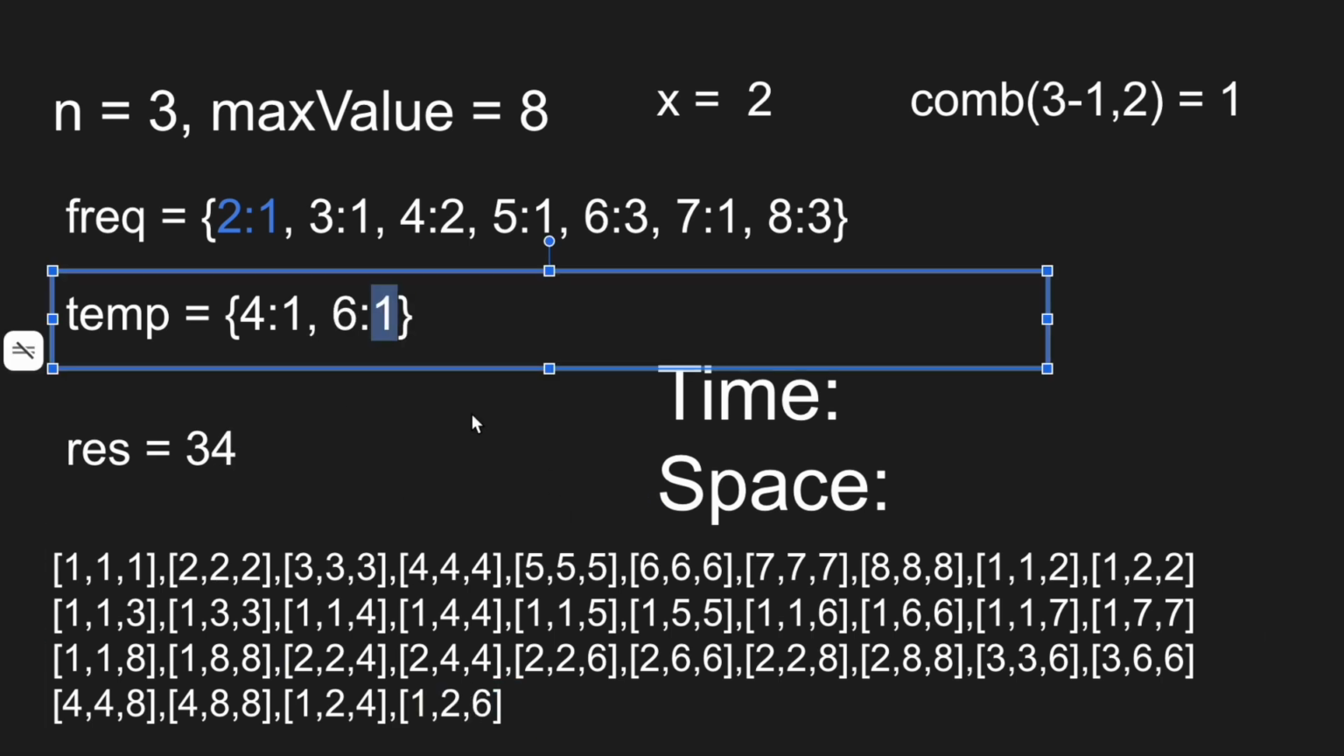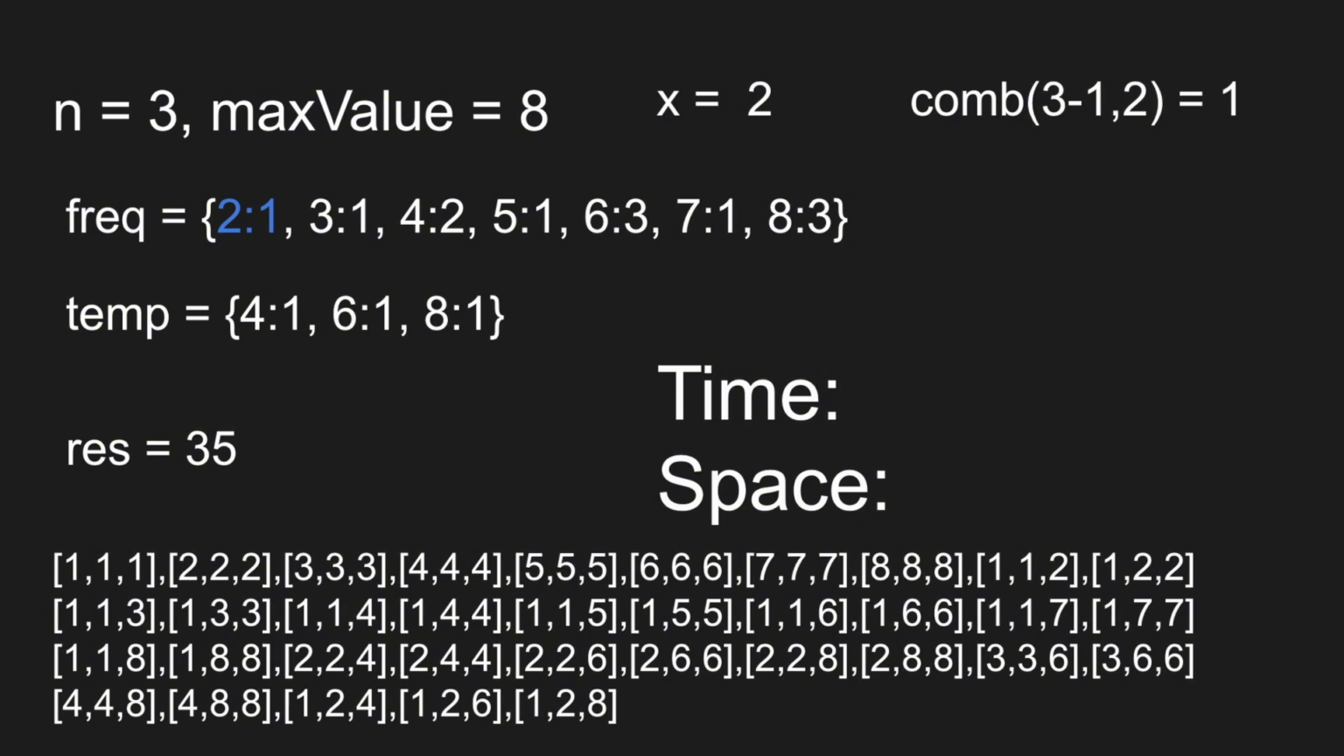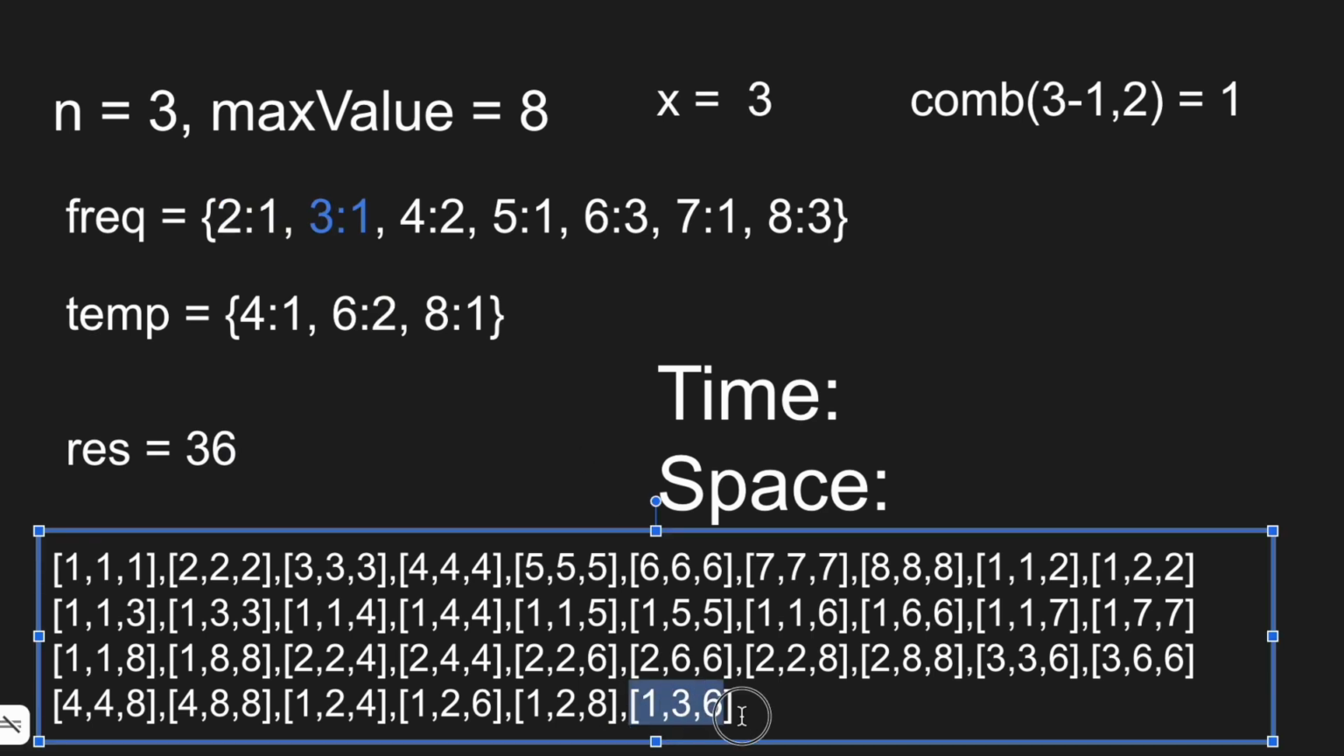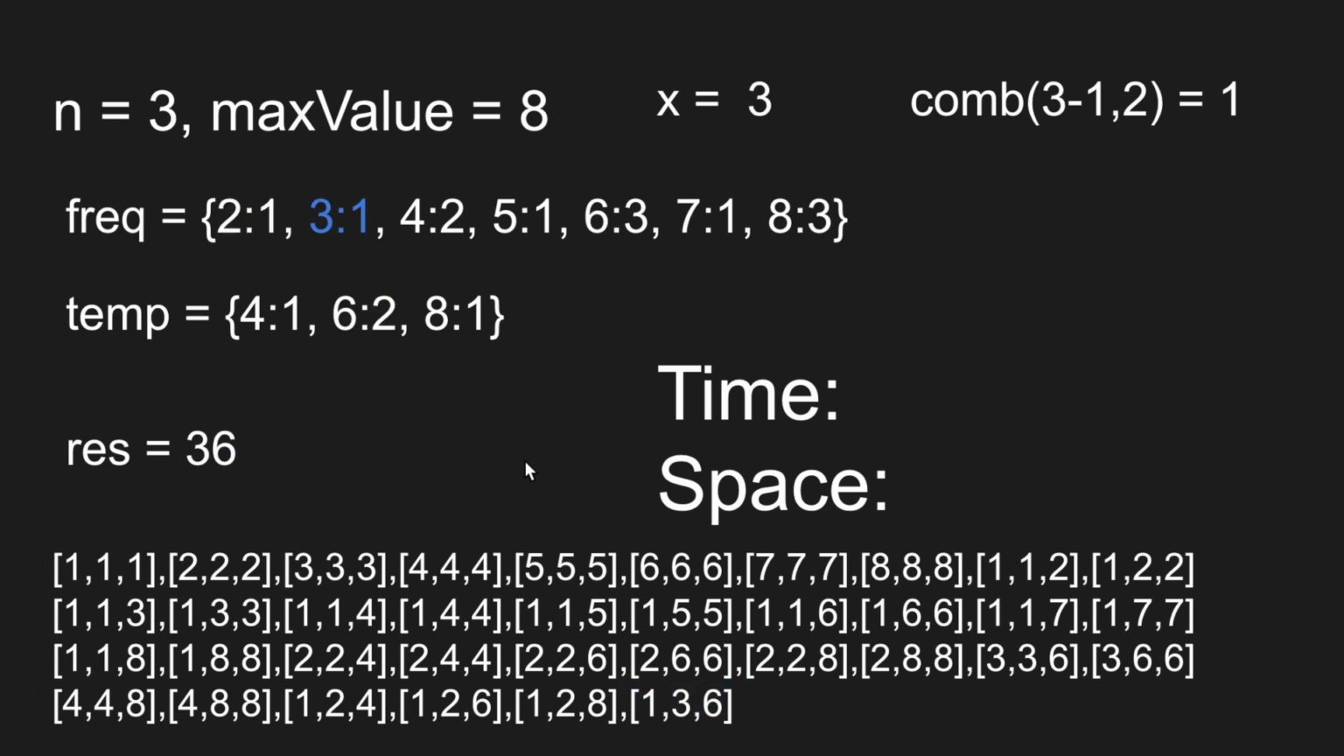So we update temp here again. And then we can also reach 8 one way. Update result and temp. And now let's see what we can reach when x is equal to 3. 3 times 2 is 6. And as we can see, there's one way to reach 6.